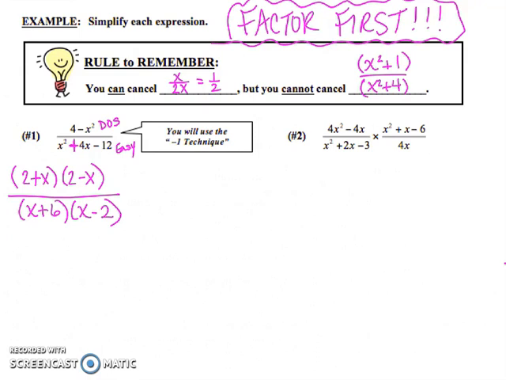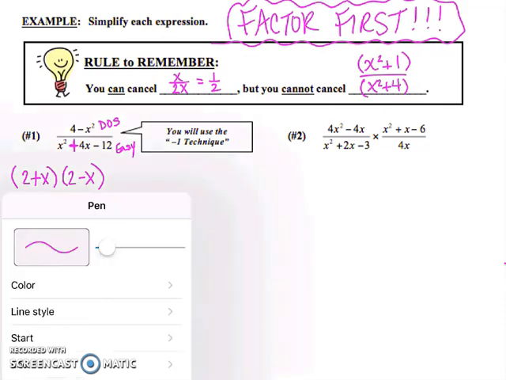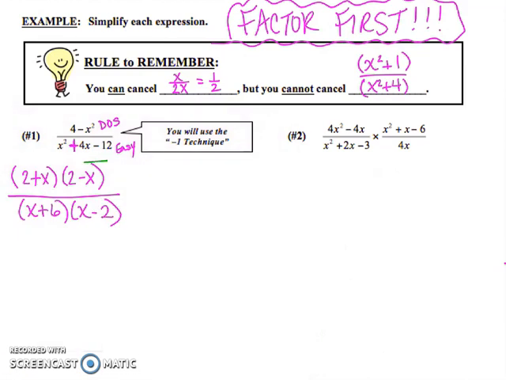So I want to call your attention to the 2 minus x in the numerator and the x minus 2 in the denominator. These are not the same. However, they are something called opposite factors. Okay, so when we have opposite factors right here, you are able to cancel them, but when you cancel them, they create a -1. Okay, so when I cross these out, I have to introduce a -1.